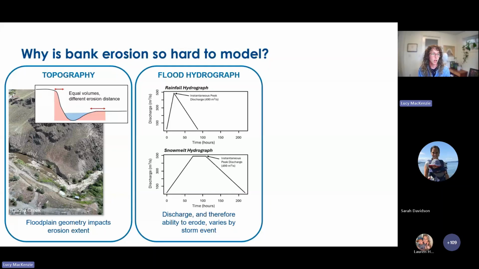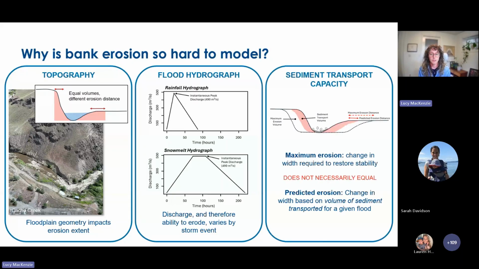Second, the shape of the flood hydrograph strongly influences erosion. Rainfall-driven floods rise and fall quickly, delivering a short, intense burst of energy that moves sediment rapidly but for a short duration. In contrast, snowmelt floods can build more gradually, sustain peak flows over a longer period, and this allows for prolonged sediment transport. As such, the shape of the hydrograph can result in substantial differences in how much material is transported and how much bank erosion results.